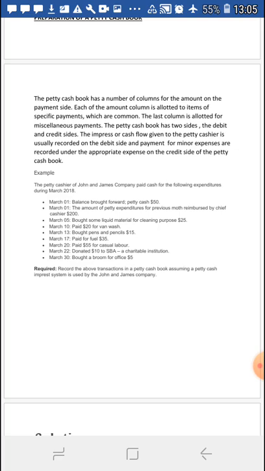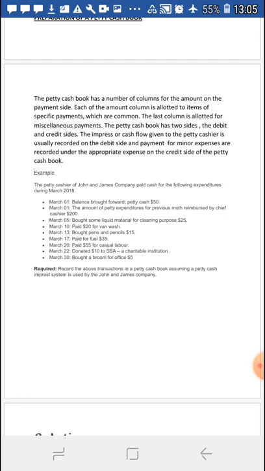The imprest or cash given to the petty cashier is usually recorded on the debit side because the petty cashier is receiving at that moment, so it will be debited. And payments made for minor expenses are recorded under the appropriate expense on the credit side because this time around the petty cashier is giving out money, spending money on something.